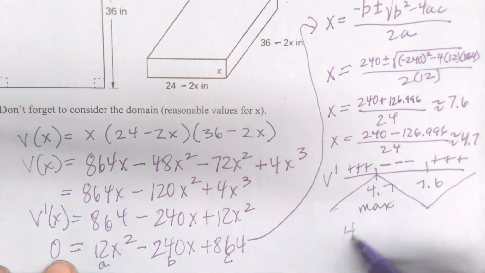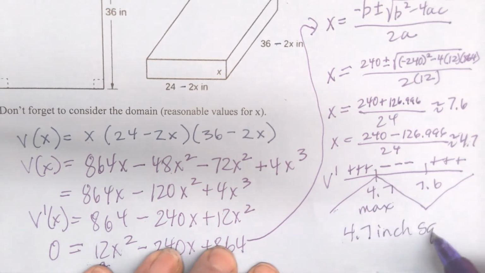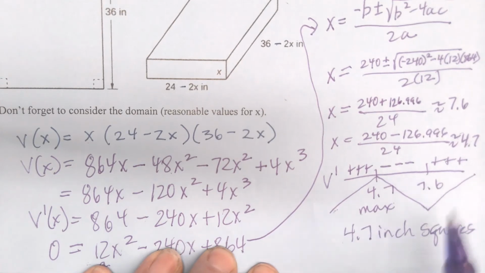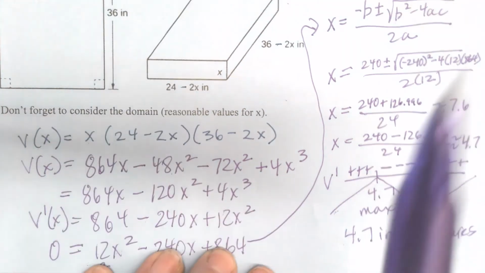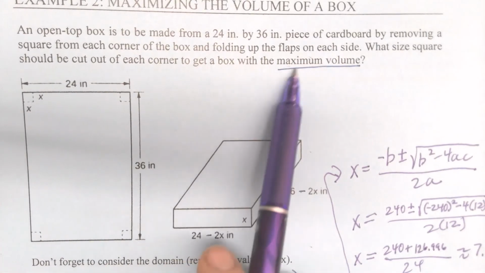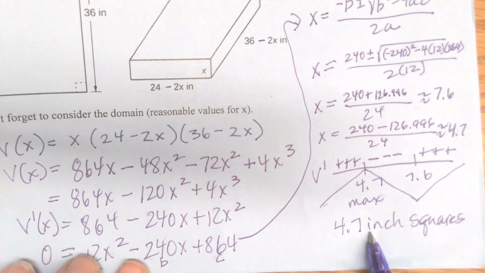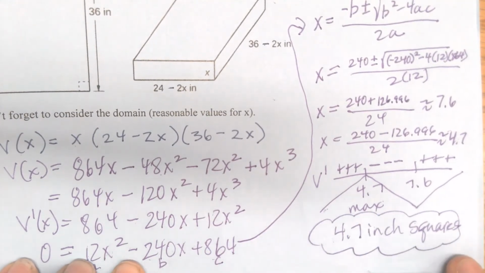So what I have is 4.7 inch squares need to be cut. I want to double check and see what size squares should I cut out of each. I'm just going back to read the directions. What size squares should I cut to get the maximum volume? And so I did answer my question. I should cut 4.7 inch squares.